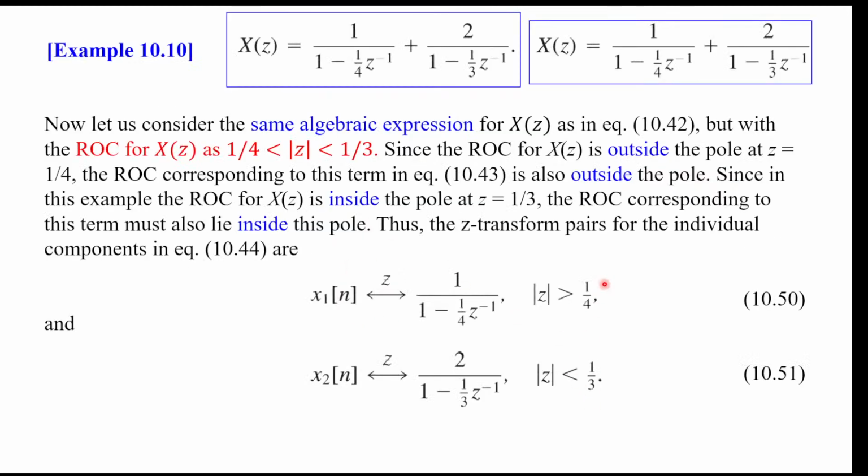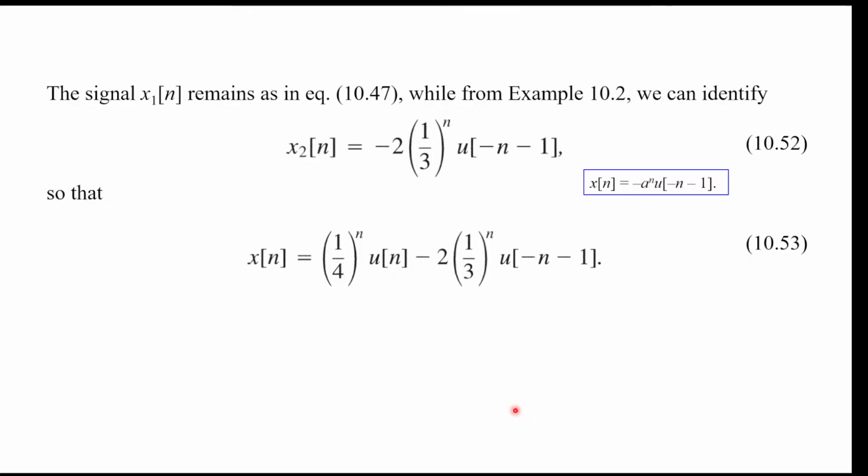And for this less than 1/3 signal, we need to use example 10.2. It will inverse transform to this minus a to the n u of minus n minus 1. And a was 1/3, so small x2 will be the signal. So x of n will be small x1 plus small x2 and become the signal 1/4 to the n u of n minus 2, 1/3 to the n u of minus n minus 1.